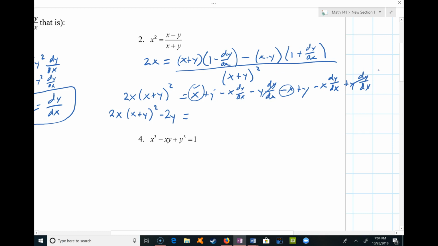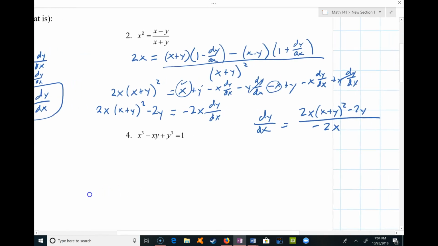So really all I have on this side is a negative 2x dy dx. So my final answer is going to be down here, dy dx is equal to 2x times (x plus y) squared minus 2y, all over negative 2x. That was a humdinger.